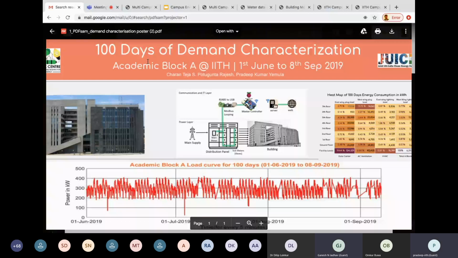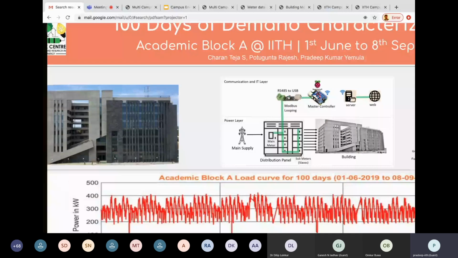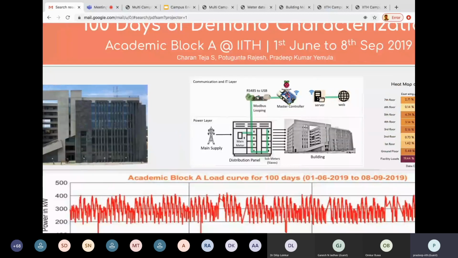So the title is 100 days of demand characterization. In this, from 1st June to 8th September of 2019, we have taken 100 days: the entire months of June, July and August, about 90 days, and about 8 days in September. So that is 100 days. This is the actual building that we are talking about, the first one, and this is the data collection system for that building.